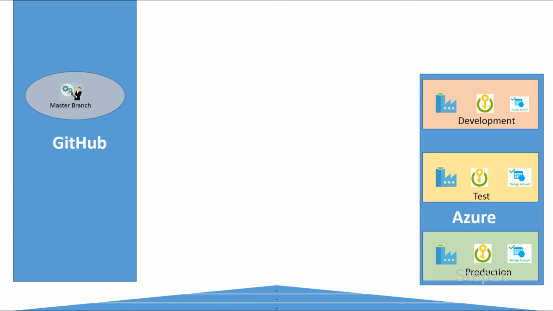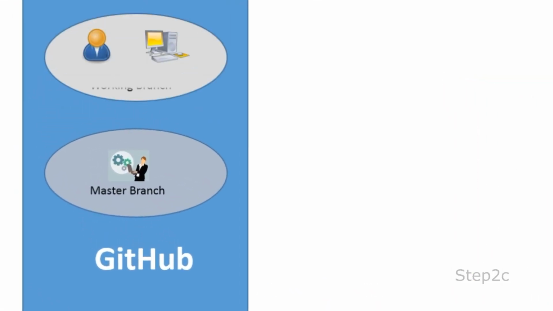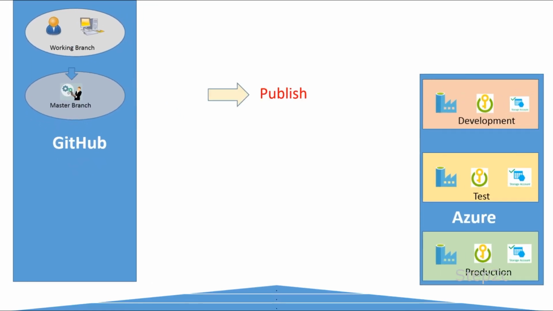And on the Git side, we will have master branch. All the development will be collaborated or controlled by using master branch, and usually we will use this master branch only for collaboration. All the development will be done in a working branch or feature branch. So the developer will implement the changes in the working branch. From the working branch, we could merge the change with master branch by using pull request. And from master branch, we could publish the change to development Data Factory.